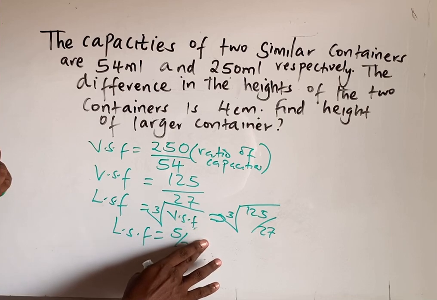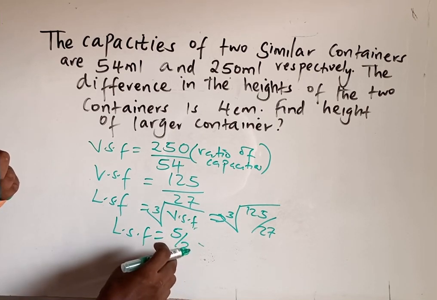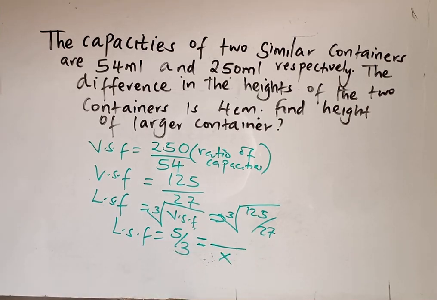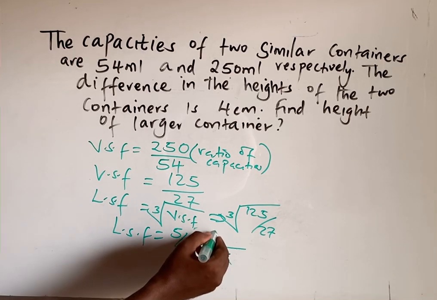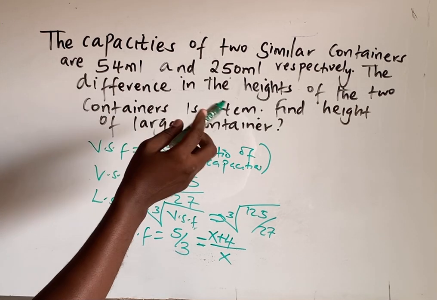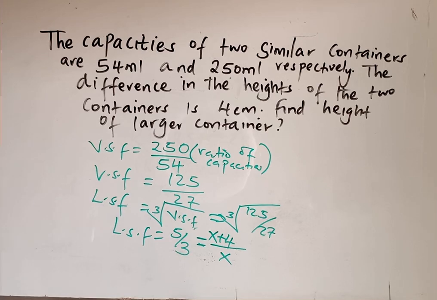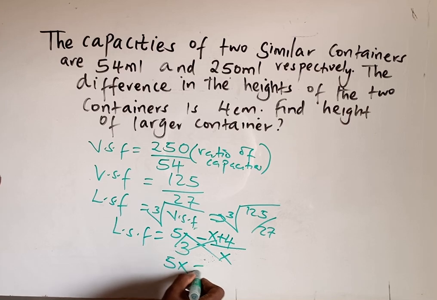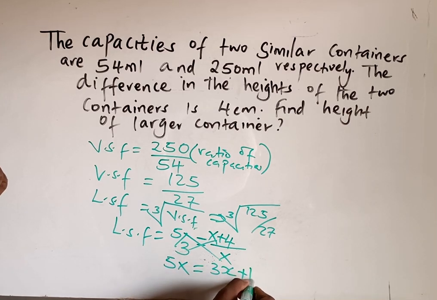We can therefore say that the ratio of their heights is equal to, if we let the height of the small container be x, then the height of the larger container will be x plus 4. That is from the statement that says the difference in the heights of the two containers is 4 centimeters. Then from here, we can do cross multiplication. Therefore, 5x is the same as 3x plus 12.